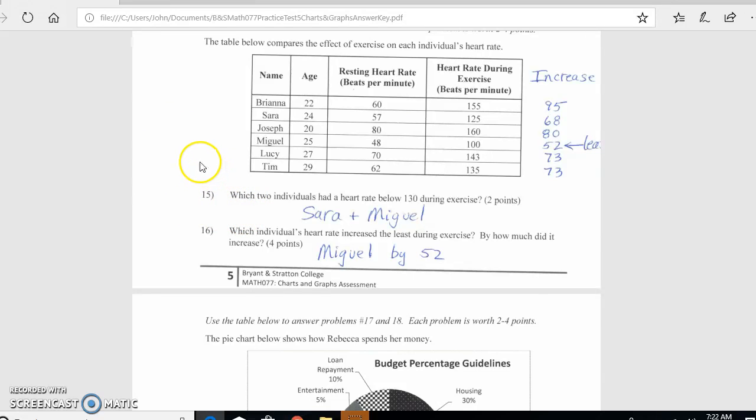Question number 15. Which two individuals had a heart rate below 130 during exercise? So we're going to be looking at their heartbeat during exercise, and we want to find which two individuals were below 130. And so we find Sarah, her heart rate was 125, and then we have Miguel, and his rate was 100, and so our answer is Sarah and Miguel.